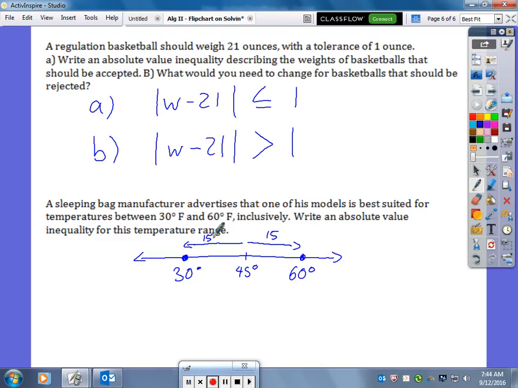All right, using our midpoint, which is kind of equivalent to what we had up there in the previous problem with the 21 ounces of weight, we are going to say the absolute value of T for temperature minus 45 is less than or equal to 15. Within this range, those sleeping bags work well, and you are not gonna freeze to death or get totally sweaty.